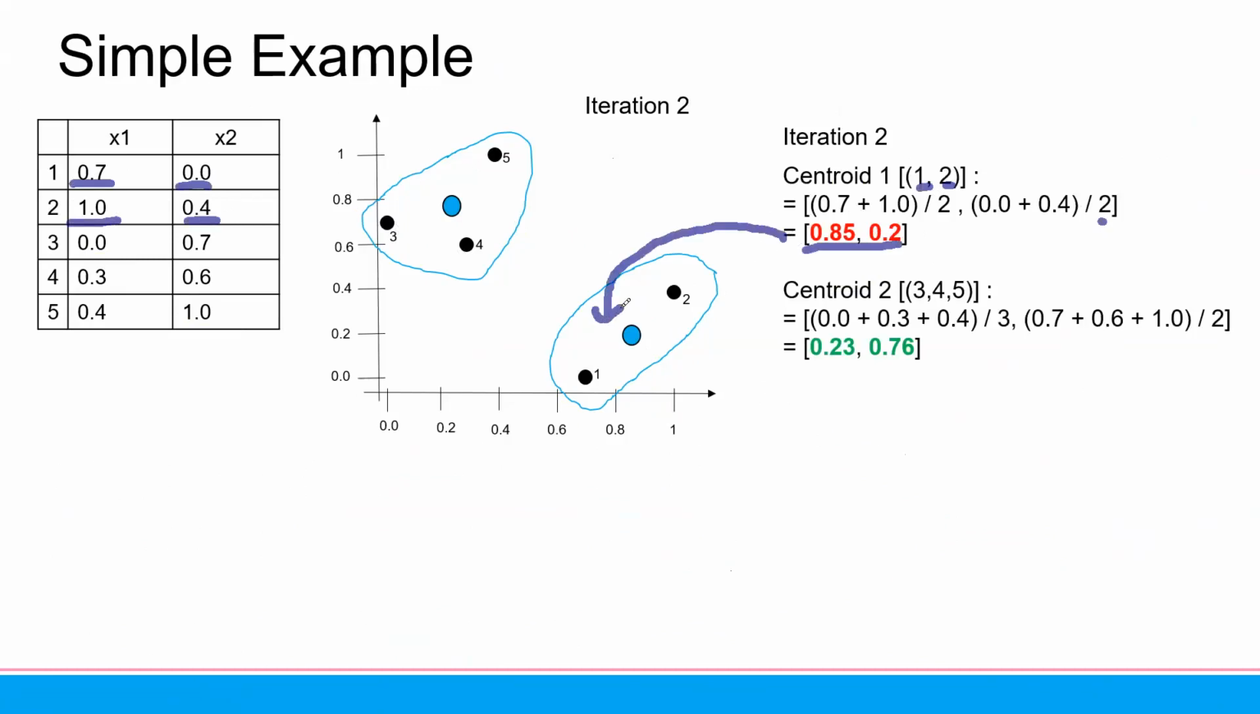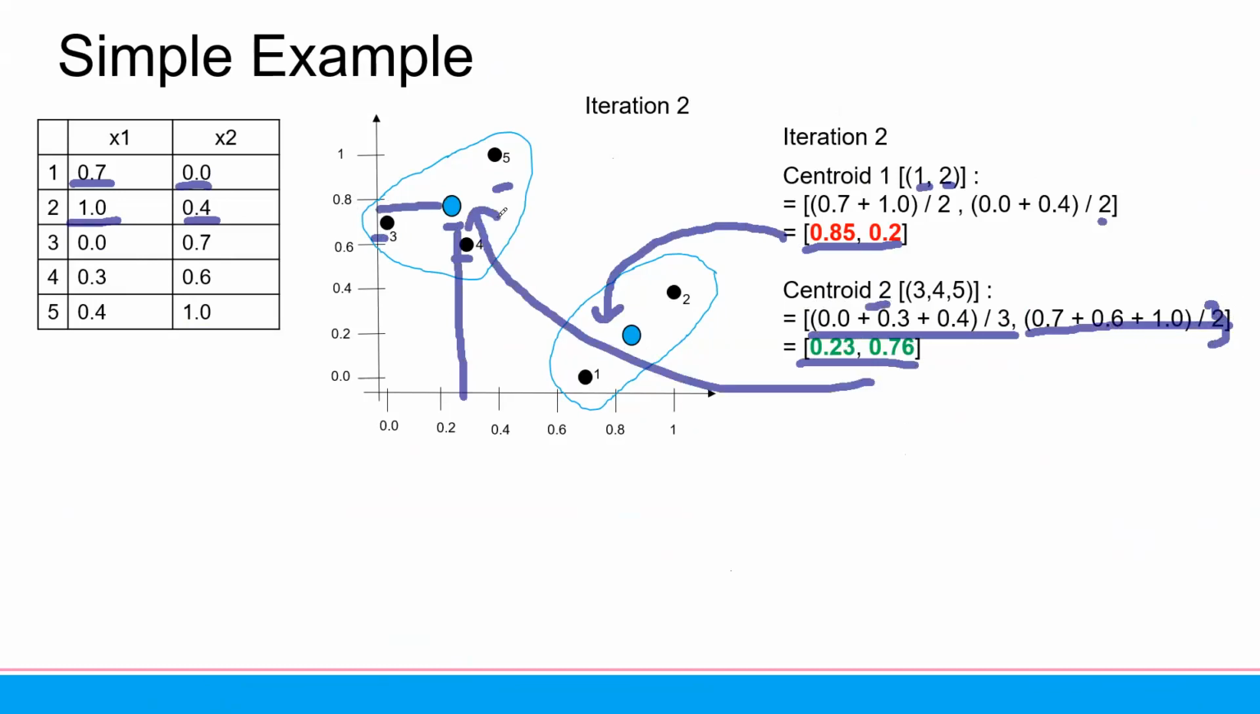This is the centroid. The centroid 2 is from the 3 and 4 and 5. So we calculate divided by 3. Sorry, I missed this one, but I guess the result is the same. Yeah, 0.23, 0.76. Okay, so this is the centroid.